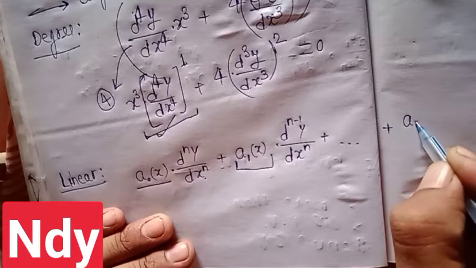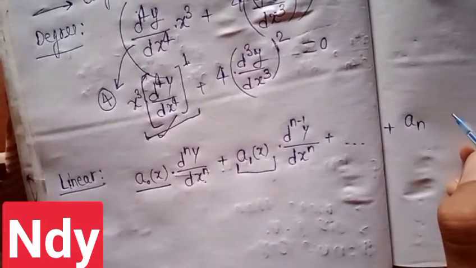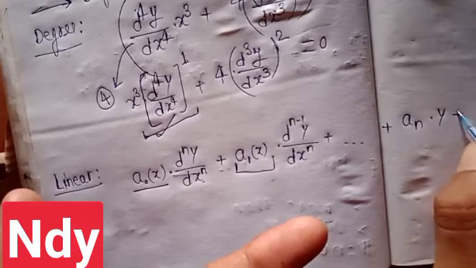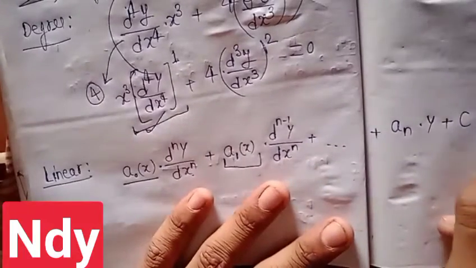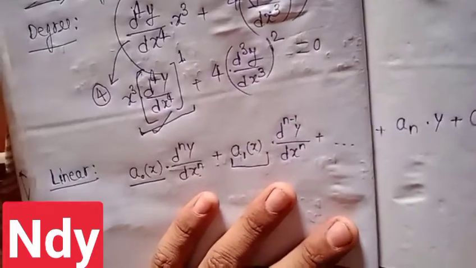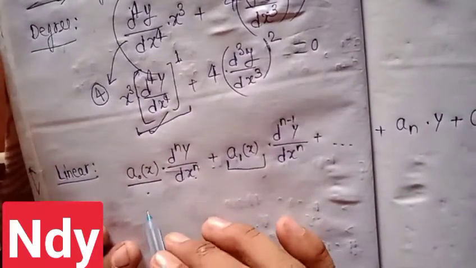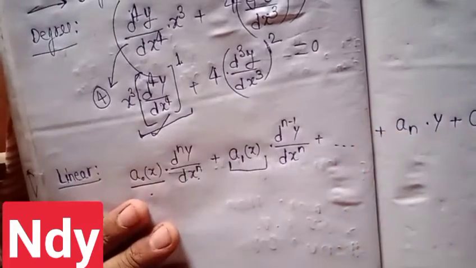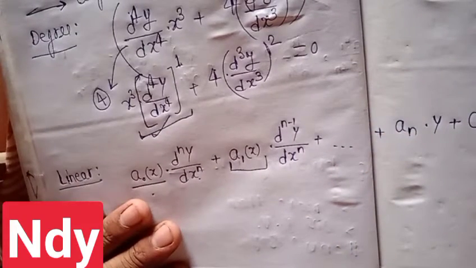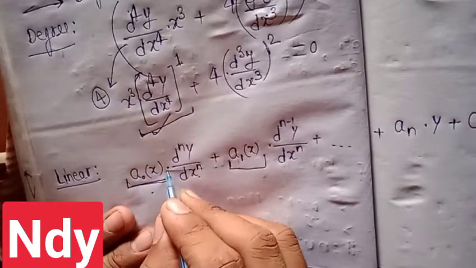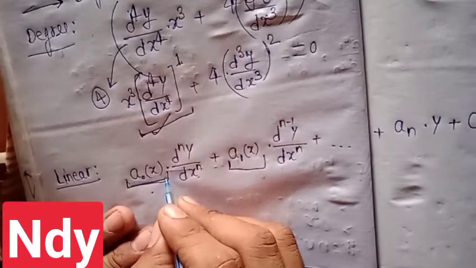an into y plus some constant is equal to 0. If we cannot write the differential equation in this form, then the differential equation will not be linear. A differential equation will be linear if we can write that in this form.